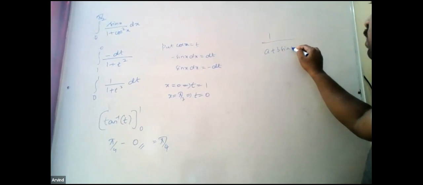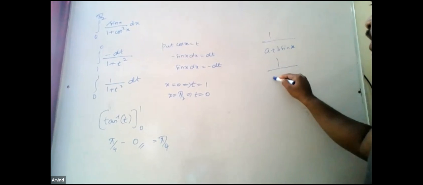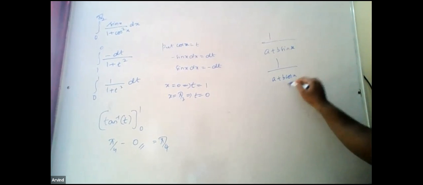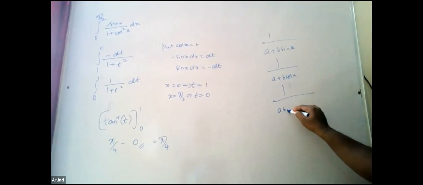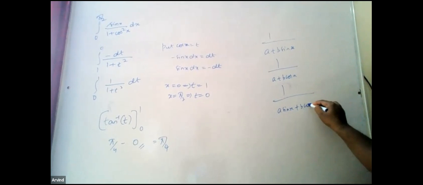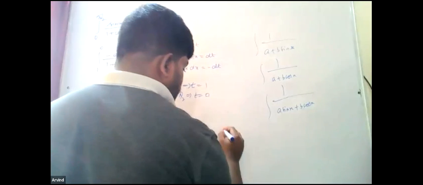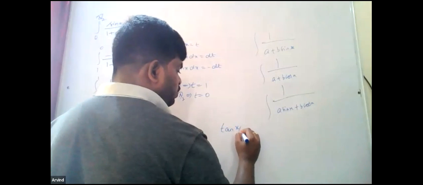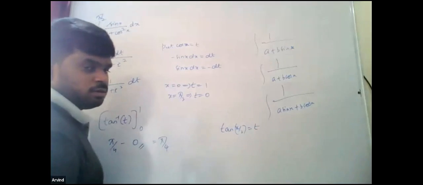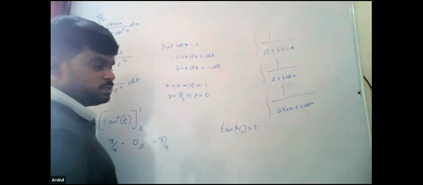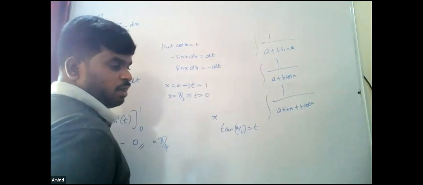And then there are other questions like this: 1 divided by a plus b sin x, or a plus b cos x, or 1 divided by a sin x plus b cos x. Remember these types. For this substitution, you should give tan x by 2 is equal to t. This is the substitution that you have to give.